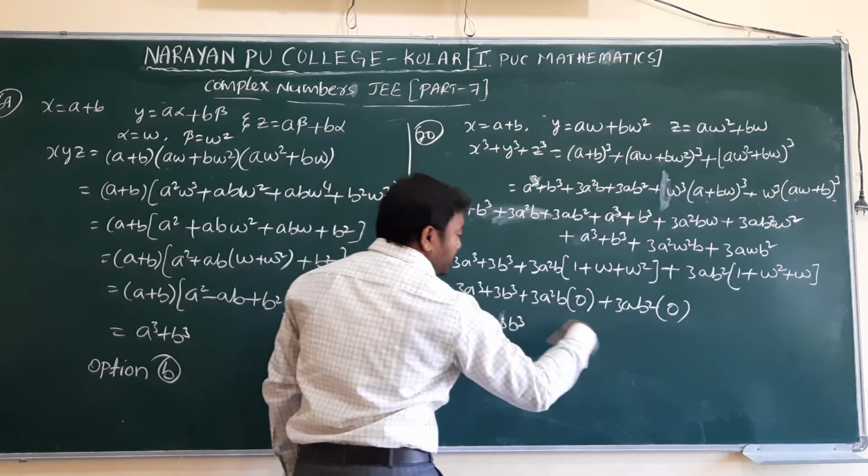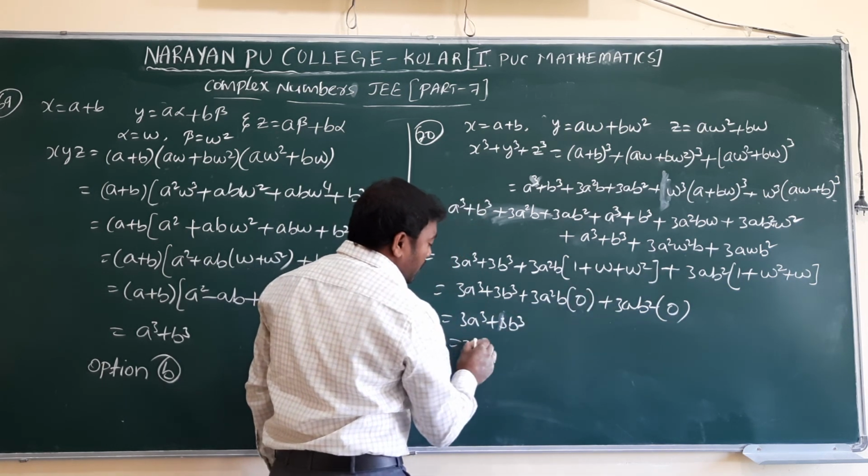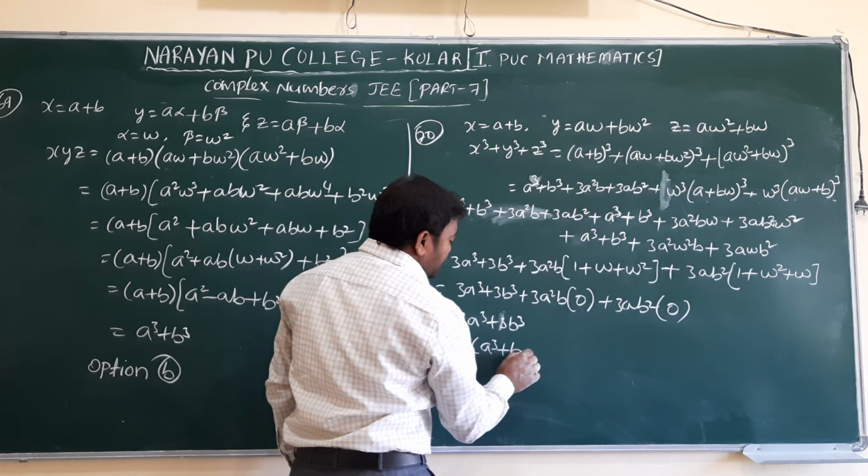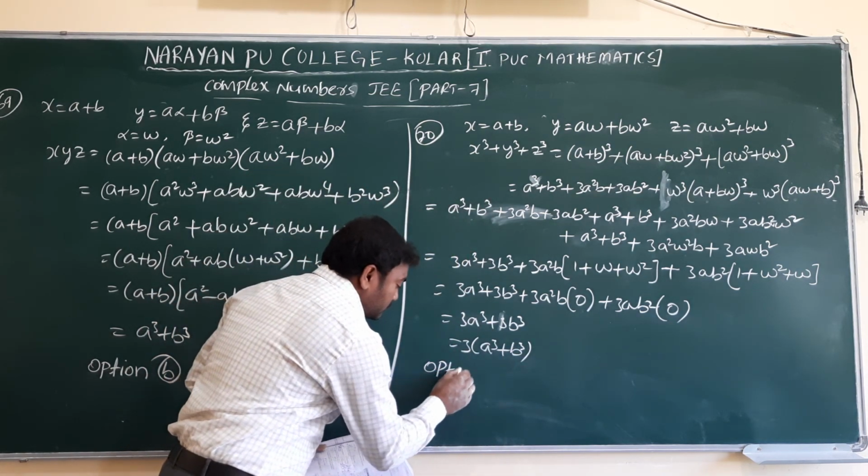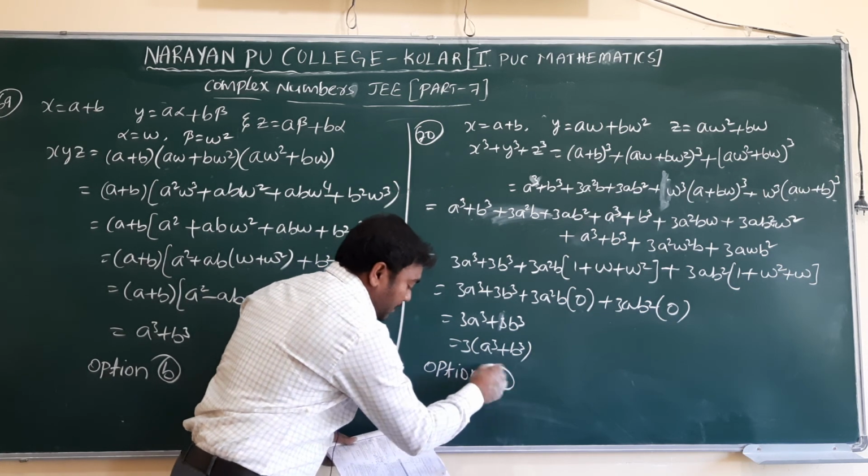Now this value should be 0. Now remaining, we have to take 3 common, remaining a cube plus b cube. Here option B is the correct option.